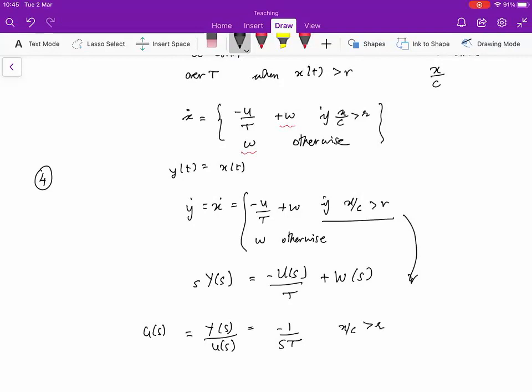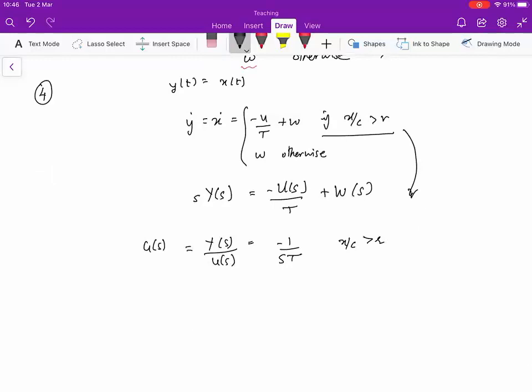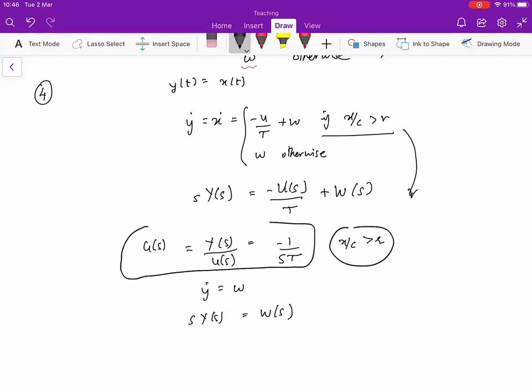But if it's not that, then we just have a disturbance. We know y dot is just w, and we will get the same thing, sY(s) equals W(s). But there's not too much you can do with this. So typically, pragmatically, what we do is we say, well, if we exceed this ratio, then the system is quote unquote active and we're going to use this transfer function.